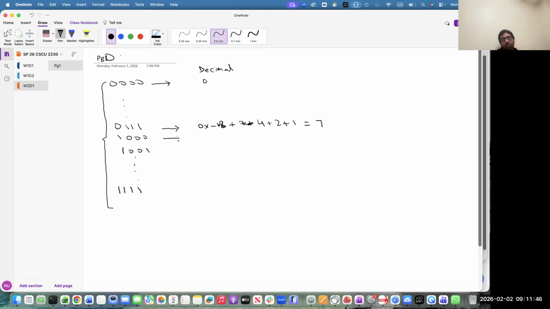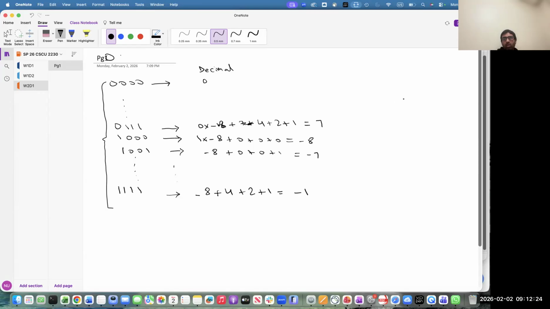And then this one is equal to what? 1 times minus 8, which is the weight of the most significant bit, plus 0 plus 0 plus 0, which is minus 8. What is this one? Minus 8 plus 0 plus 0 plus 1, so minus 7. I don't want to go through all of them. So what will be the value of the last one? The weight of the most significant bit is negative, so minus 8 plus 4 plus 2 plus 1, which is minus 8 plus 7, so minus 1, right?